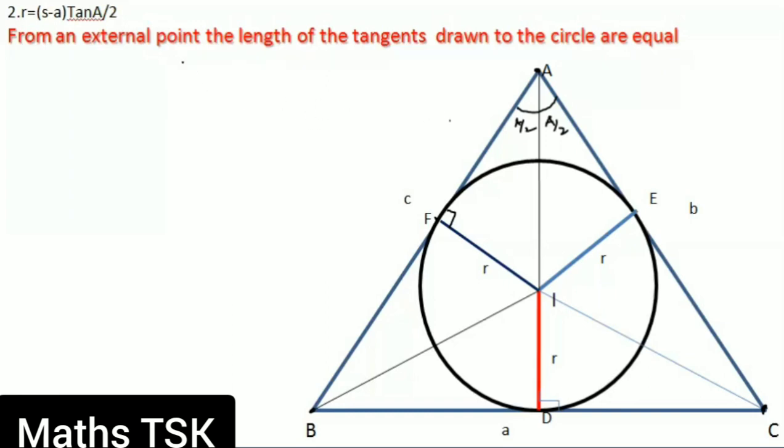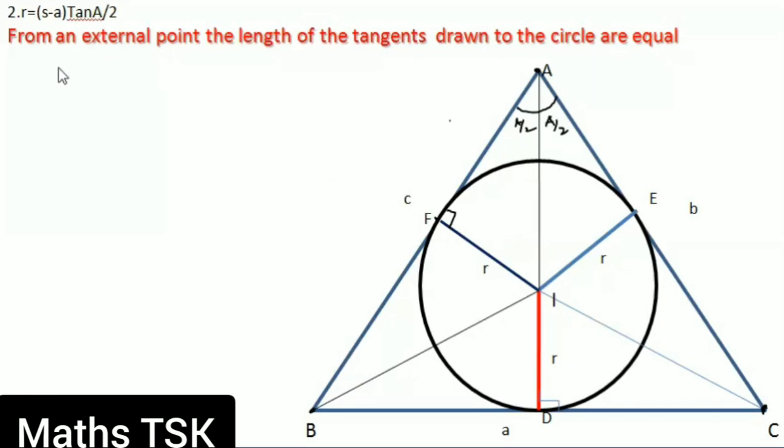For this, from an external point, the length of the tangents drawn to the circle are equal. So according to the circle, if you consider A as an external point, then the tangents drawn from A to the circle are AF and AE. Similarly, from point B, tangents are BF and BD. From point C, the tangents are CE and CD. These are equal: AE is equal to AF, BD is equal to BF, CE is equal to CD.